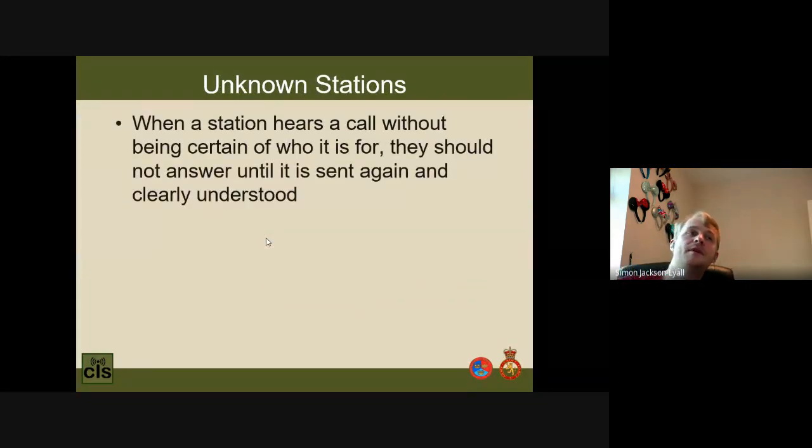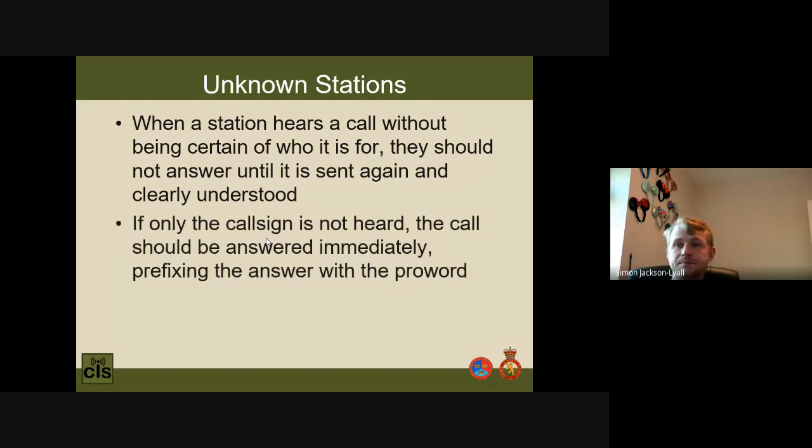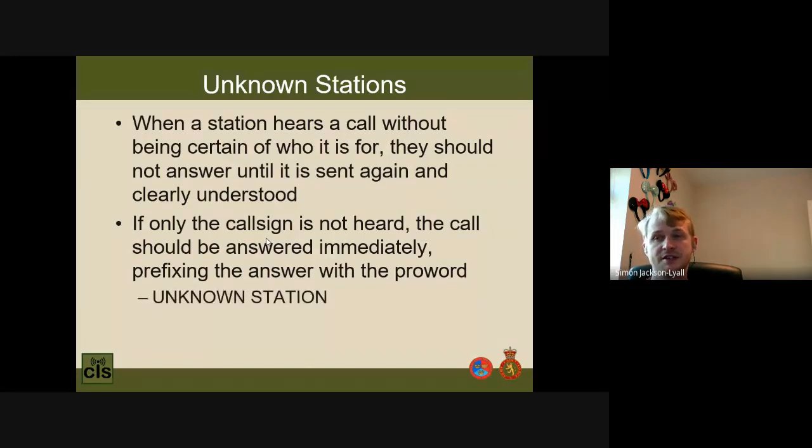Sometimes you might hear a call without being certain of who it's for. And you shouldn't answer it until it's sent again and clearly understood, because it might be the enemy messing around, trying to deceive you. Think about interception analysis and deception. So you need to make sure that you understand the call sign. If only the call sign is not heard, then the call should be answered immediately, prefixing the answer with the pro word unknown station.